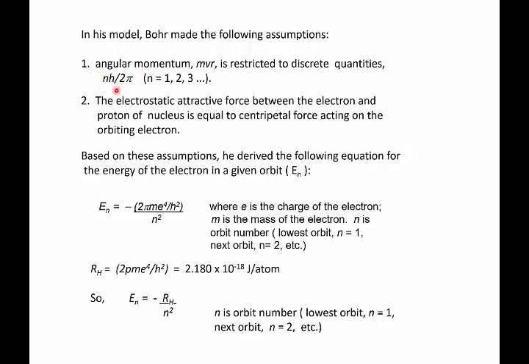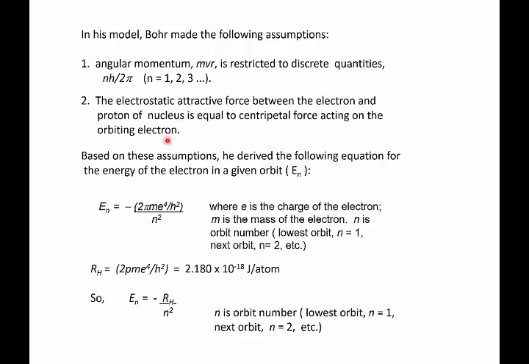N times h, where h is Planck's constant divided by 2 pi. N can have an integer value 1, 2, or 3. The n that we're seeing here, in fact, corresponds to one of the orbit numbers, and you could say also it corresponds to one of the possible energy levels that the electron can be at. So that's one important assumption, that angular momentum of the electron can't be just any old value, it's restricted to discrete quantities given by this expression. Secondly, he assumed that the electrostatic attraction between the electron and the proton, the attractive force, is numerically equal to the centripetal force that acts on the orbiting electron. And that's a very reasonable assumption.